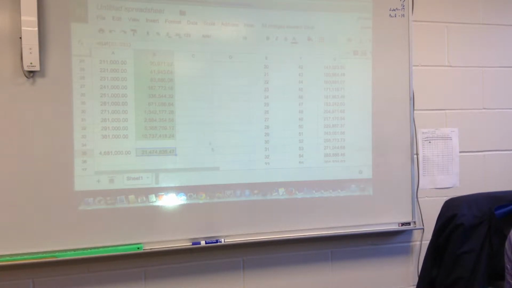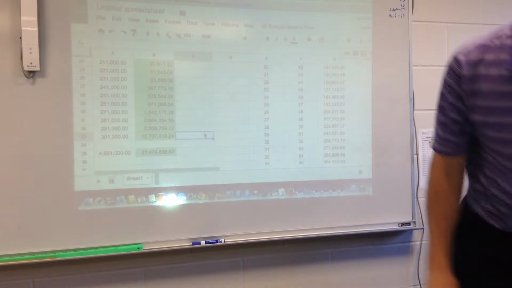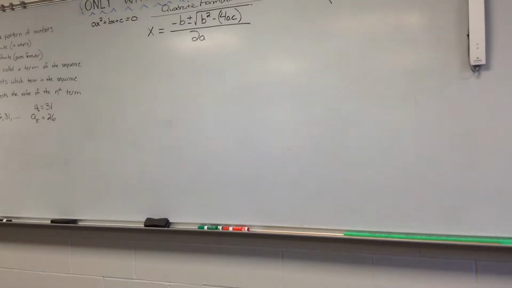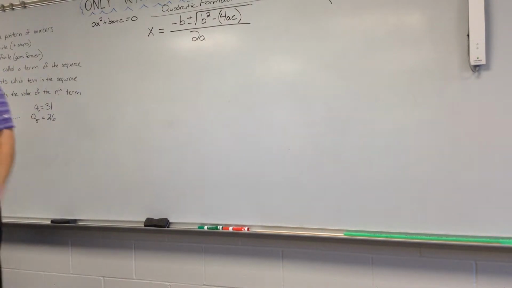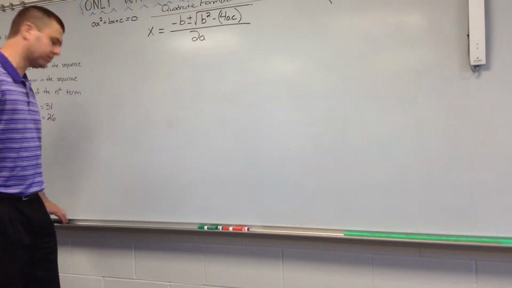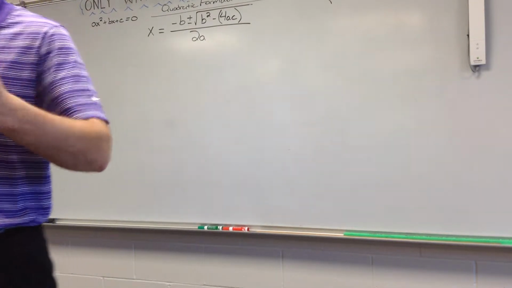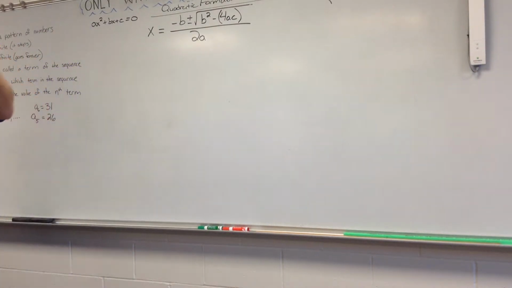Alright, so I want to show you how we can do this without Excel. Now I got some notes for you. The first situation. What type of sequence of numbers is it? The first one: 1,000, 11,000, 21,000, 31,000, 41,000, 51,000. Arithmetic. Why? You're adding the same amount over and over again, right?